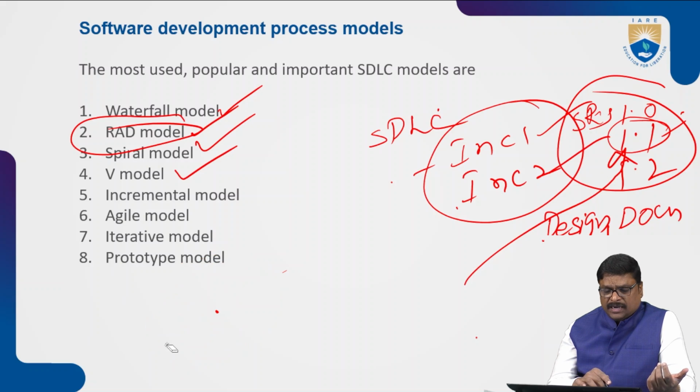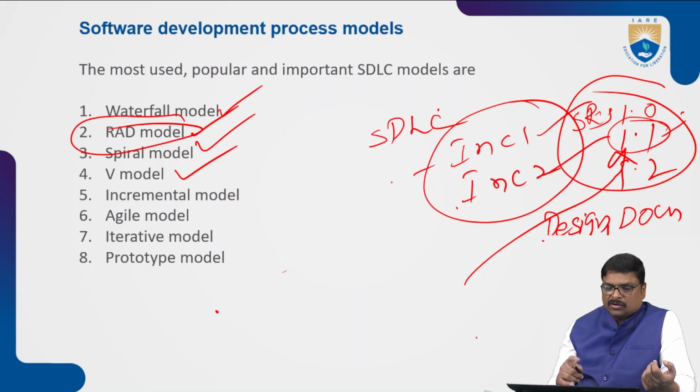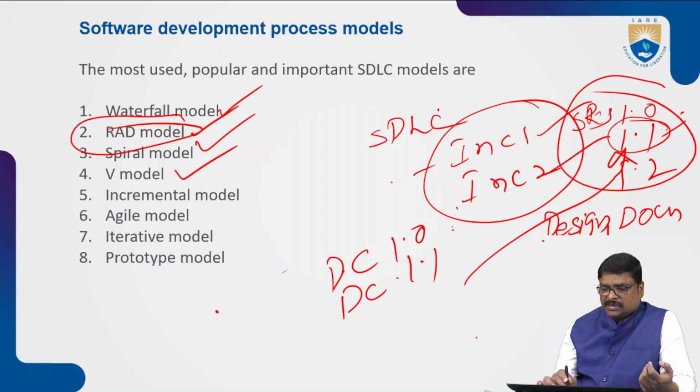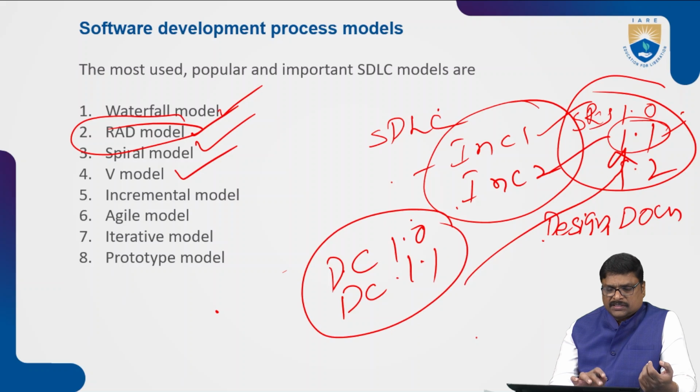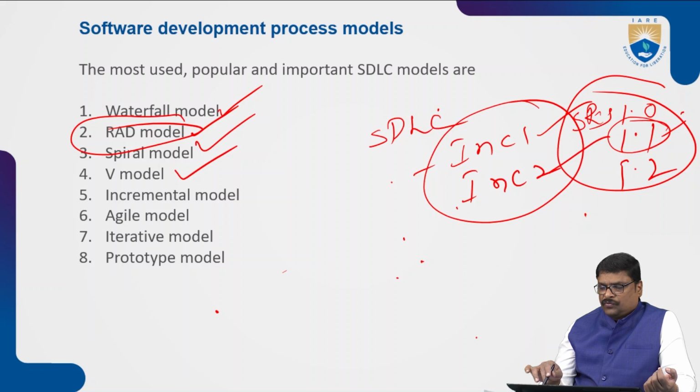But is it really required to do the incremental way of modeling? Yes, definitely we have to do it in an incremental way of design modeling, with design document 1.0, design document 1.1, etc. So finally the system architecture is built. In the software development lifecycle, one of the process models is the incremental model. We do it in increments.